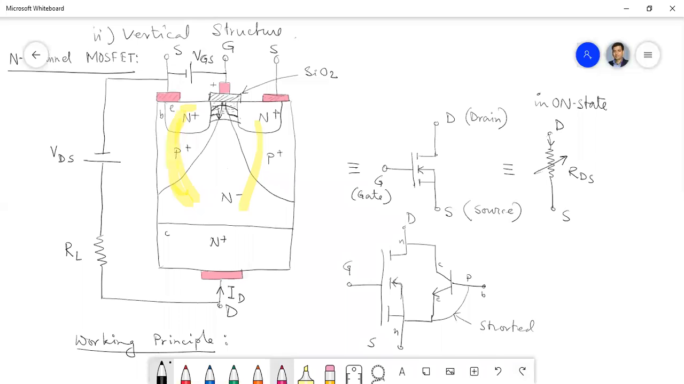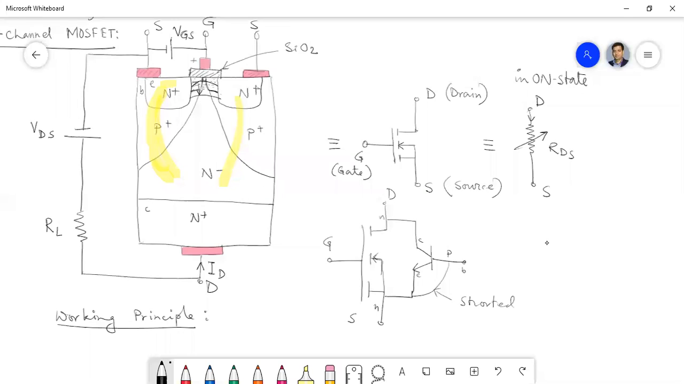Isn't it? Have you understood this point? Yes, sir. Understood from the picture?